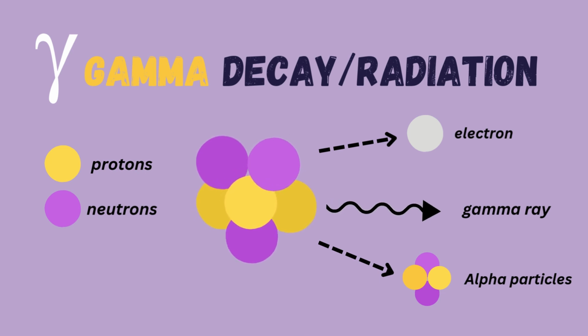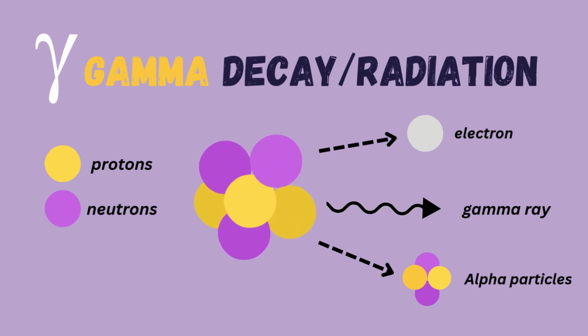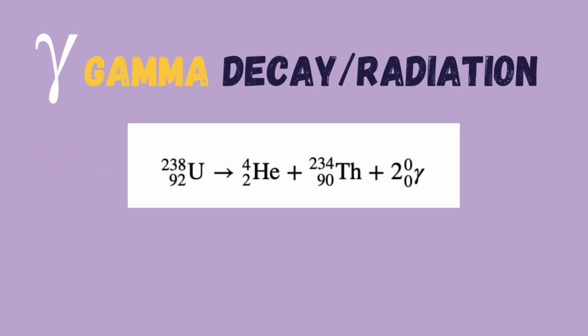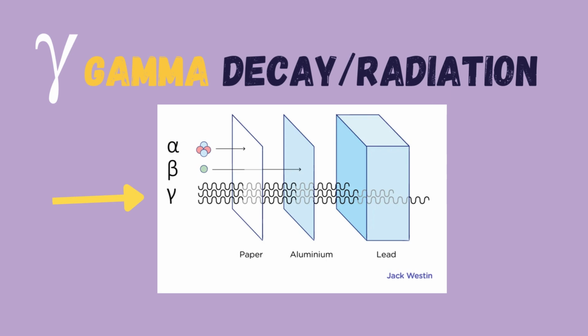Because gamma decay accompanies nuclear reactions of all types, an example for it would be like this. Uranium-238 undergoes alpha decay, then emits 2 gamma rays in addition to the alpha particles. You need an entire block of lead to block gamma decay because of the high energy of gamma rays.